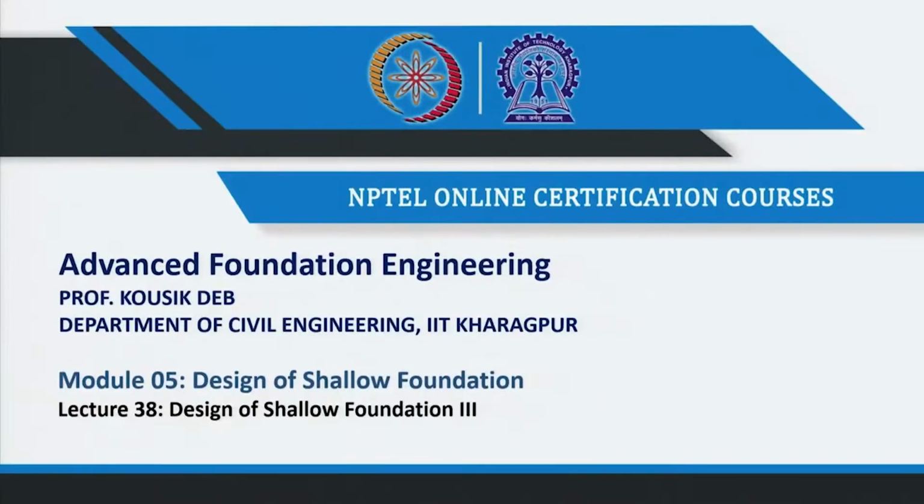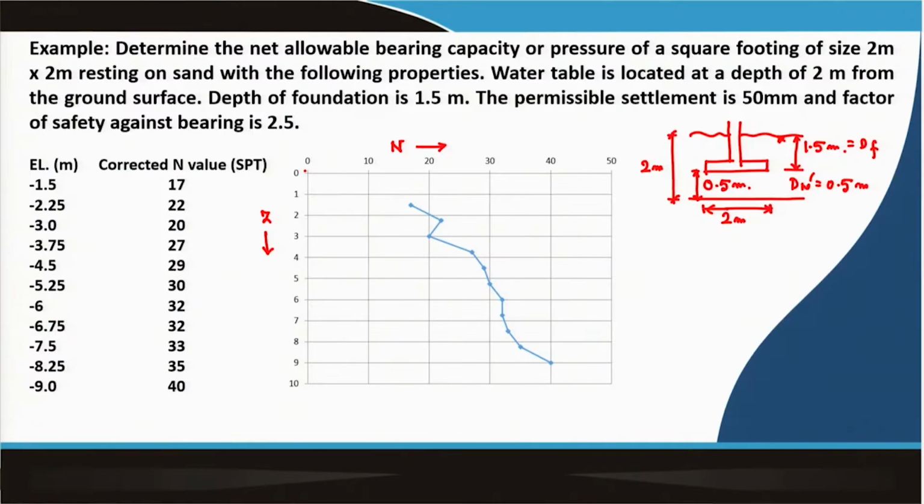So, last class I was discussing one example problem where the SPT values are given with depth for a particular site, and then we have a 2 by 2 square foundation. Then we have to determine the allowable bearing capacity of that foundation or that soil. This is the variation of N with depth, and the depth of the foundation is 1.5 meter and the water table is 2 meter below the foundation. The permissible settlement is given as 50 millimeter and the factor of safety for bearing is 2.5.